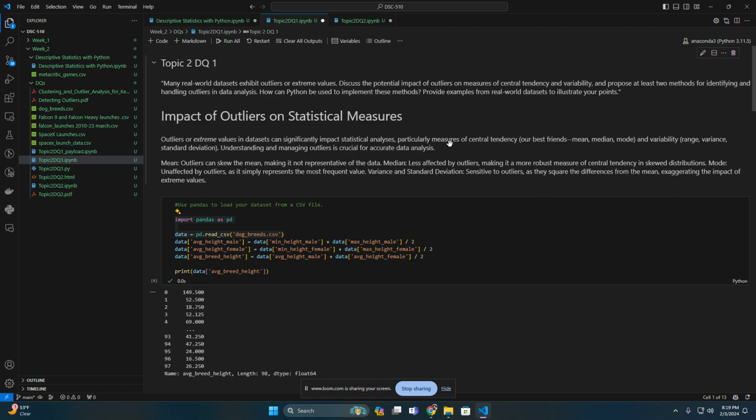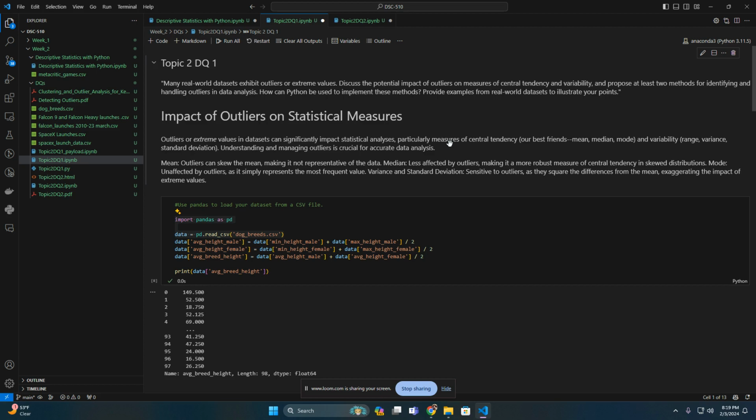So outliers are extreme values. They're values that lie on the outsides of our data set, like in the normal distribution, like you see the little bell chart looking things. Those are going to be the ones that are on the extreme ends.